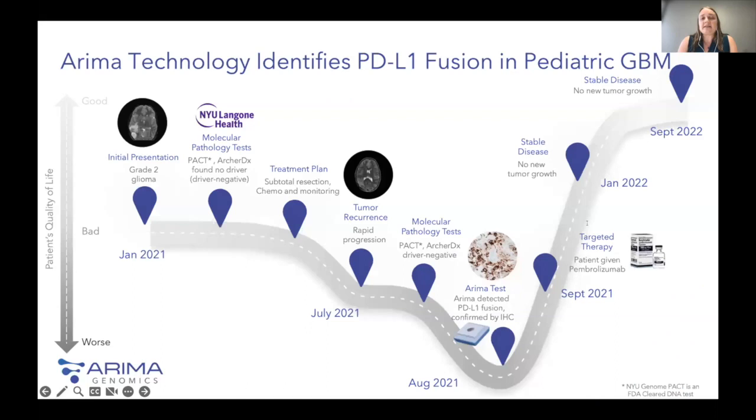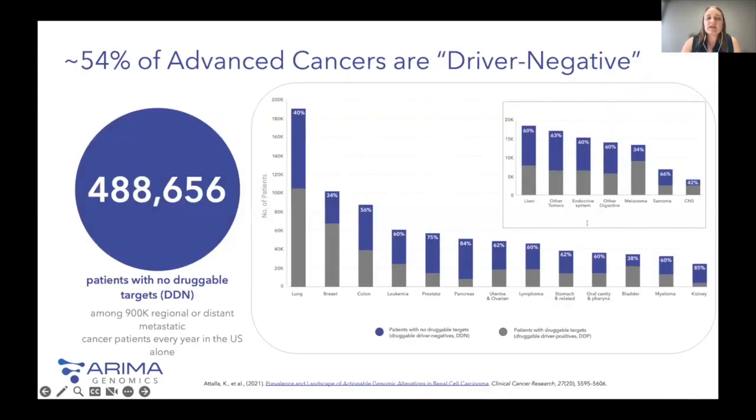But what about other cases like this patient we've already looked at, in which the gold standard tests have failed to find any driver mutations? So is this case that we started with a really unique case, or could 3D genomics be more broadly useful in driver negative cases? So driver negative cancers affect a huge proportion of patients. Almost 500,000 patients in the US alone have tumors with no druggable targets per year. So we've designed experiments to determine whether we could use 3D genomics to identify the druggable targets in cases that were classified as driver negative by other gold standard approaches.